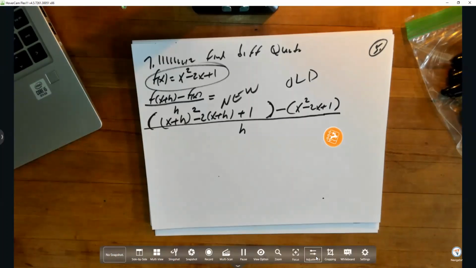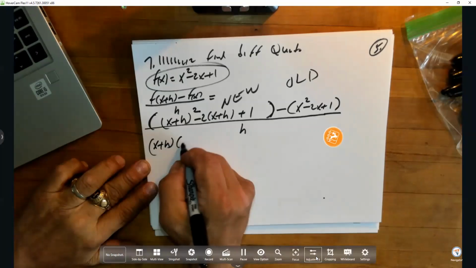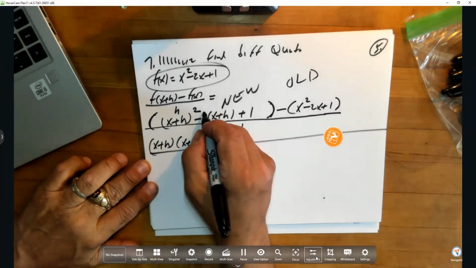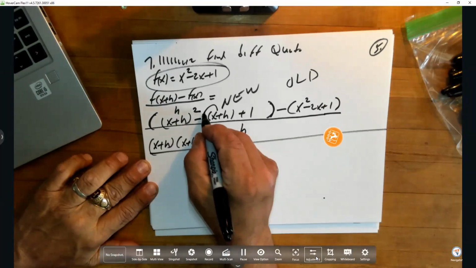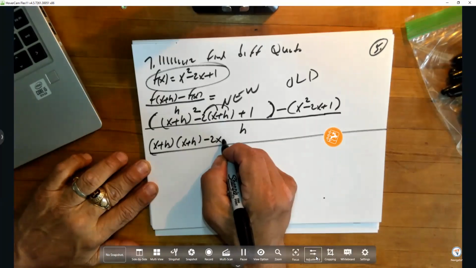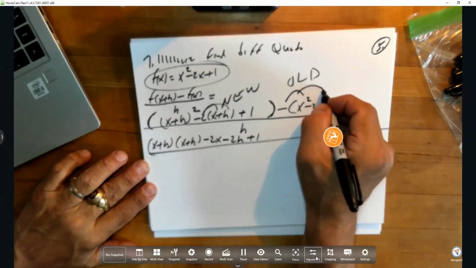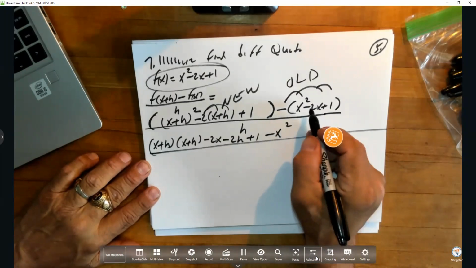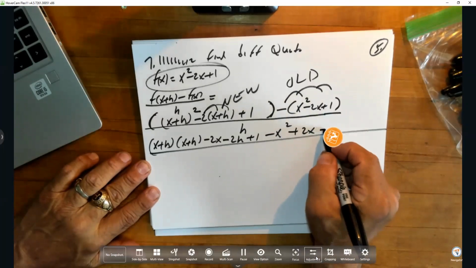Yes. Okay, now step number 2, we do FOIL, right? Algebra 1 FOIL. All that means is x plus h times x plus h. Negative 2 times x is negative 2x. And negative 2 times h is negative 2h, plus 1. Now, this minus sign right here is going to affect all these. So negative of x squared is negative x squared, negative of a negative is a positive, and negative of a positive is a negative, over h.